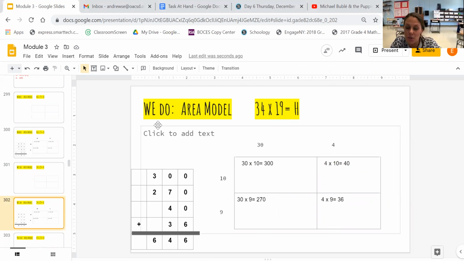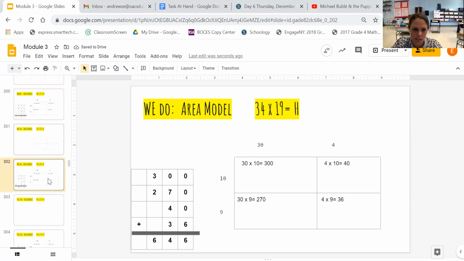I hope you're liking this strategy. If you liked the associative property from yesterday, feel free in the next few days when we do some to try that. But today I really want you to try the area model just to try it out and see if you like it first. Then you can decide after we learn all three strategies.